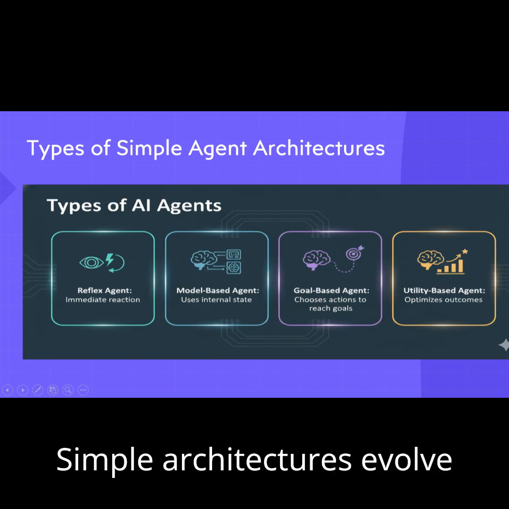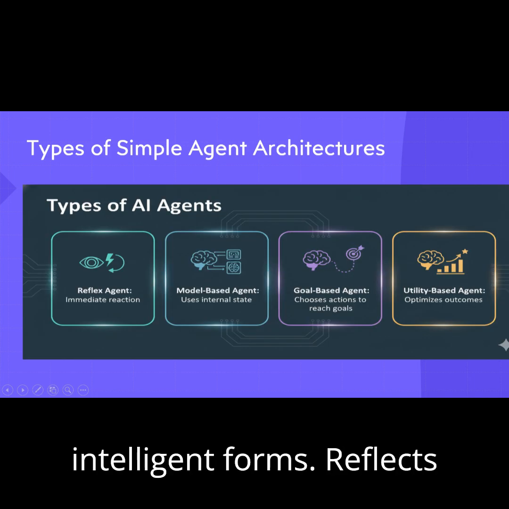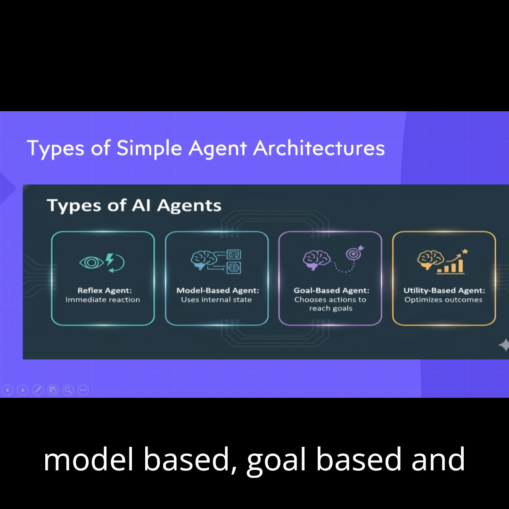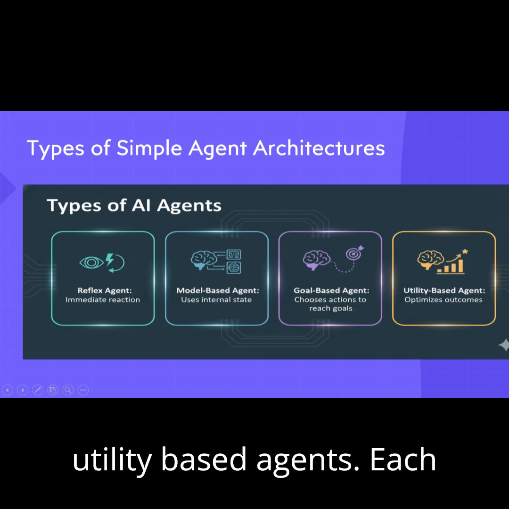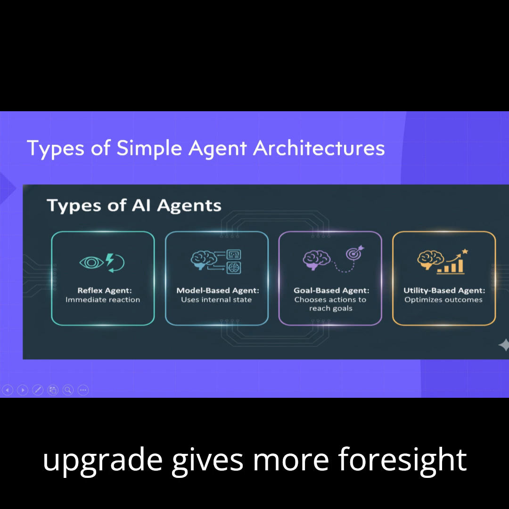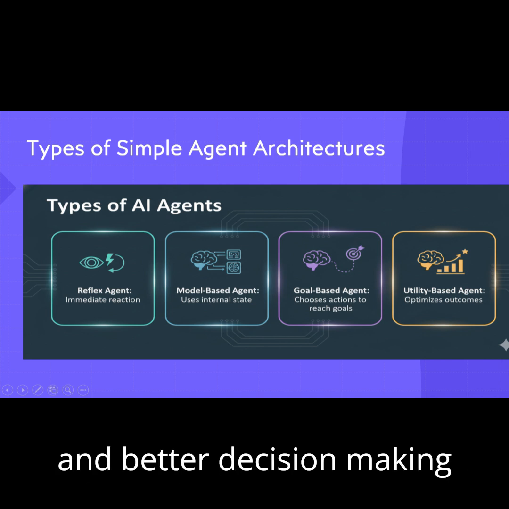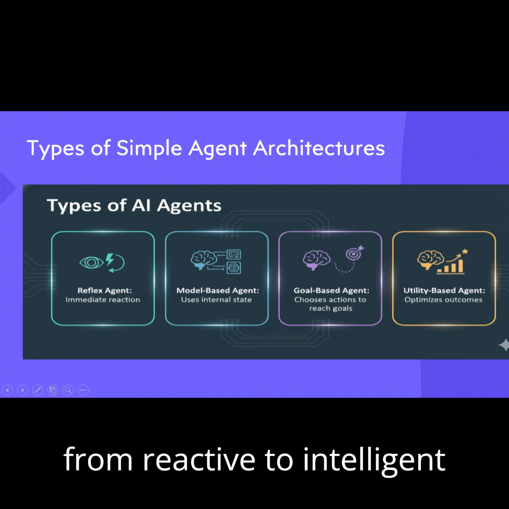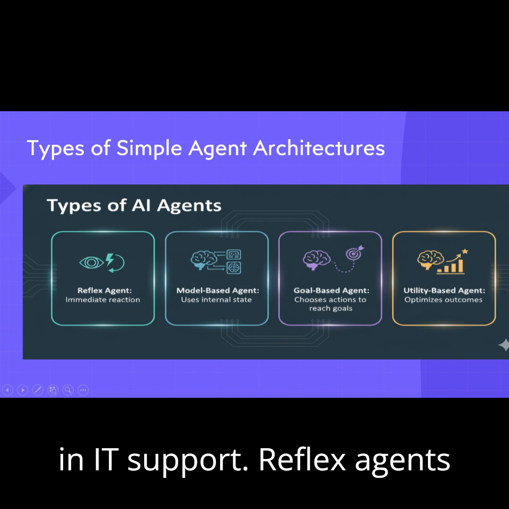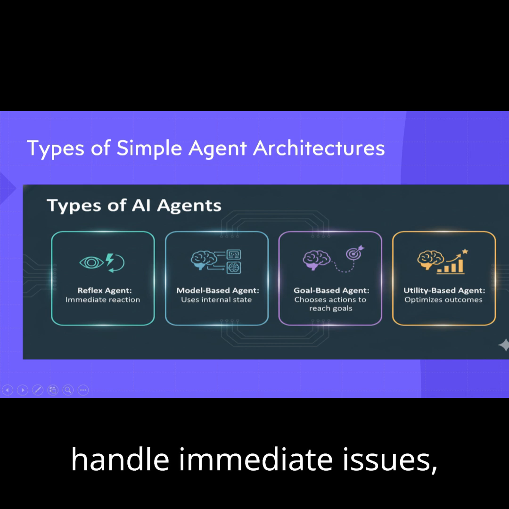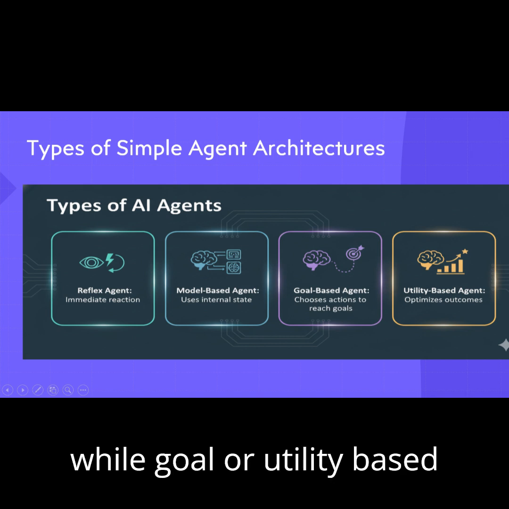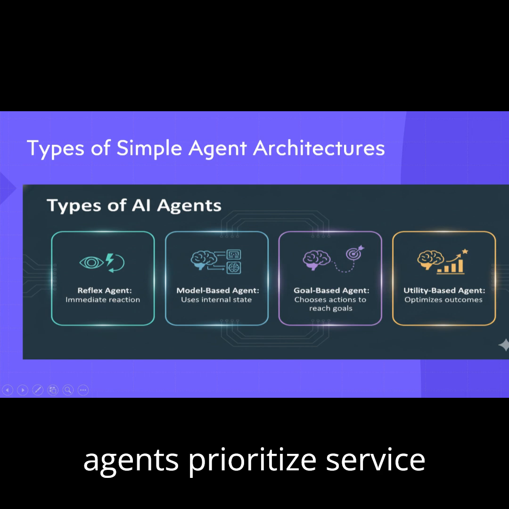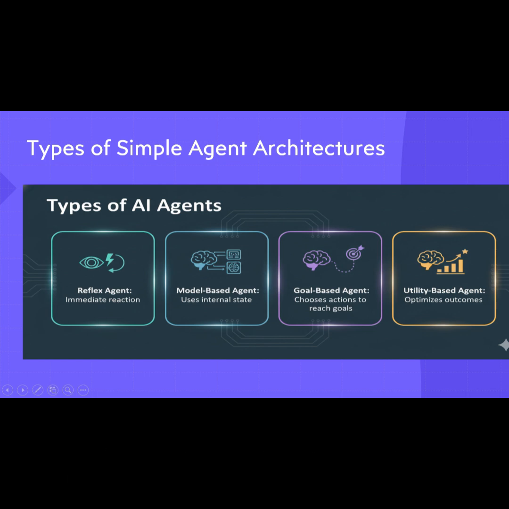Simple architectures evolve from reactive to more intelligent forms: reflex, model-based, goal-based, and utility-based agents. Each upgrade gives more foresight and better decision-making power. These architectures evolve from reactive to intelligent. In IT support, reflex agents handle immediate issues, while goal or utility-based agents prioritize service uptime and SLA compliance.